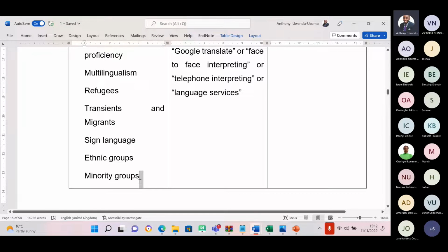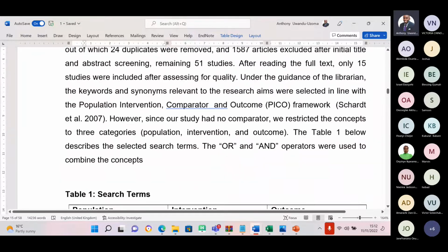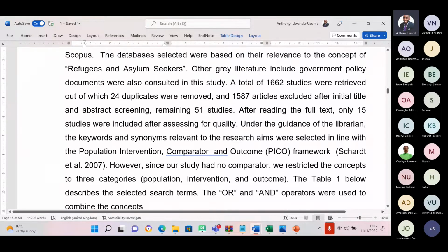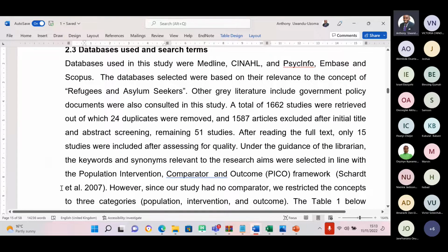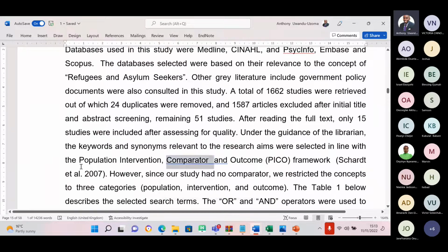So you might see something like that. So you need to mine the keywords by reading different systematic reviews and see what they used. Okay. So now you need to tell me the framework that you are using.